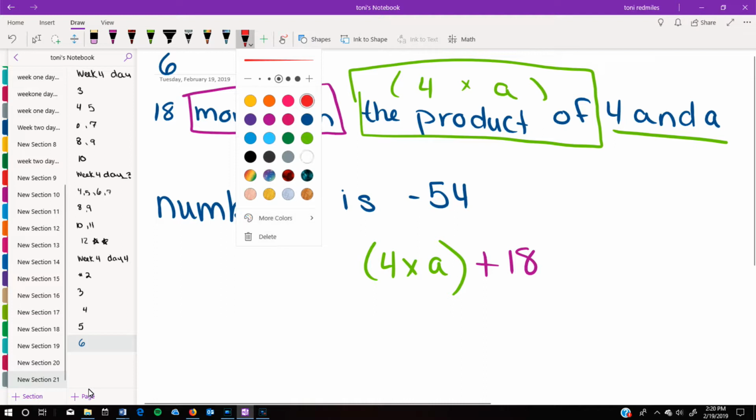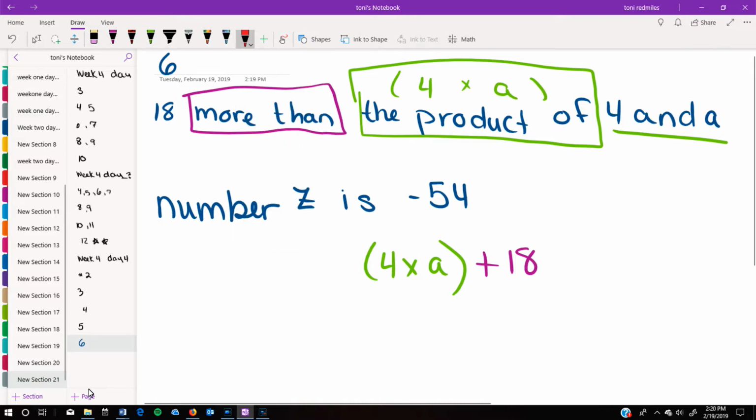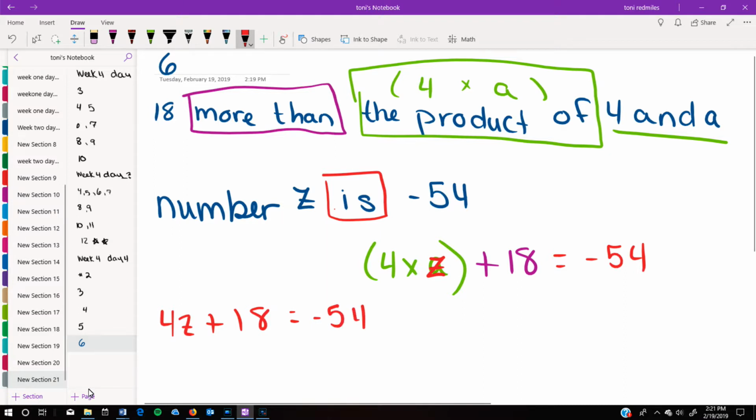And the last thing is the word is. Oh, and a number z. Sorry, z should be in here. Z is the variable. Is means equals, so this whole thing equals negative 54. All right, so I can rewrite this as 4z plus 18 equals negative 54, just a little bit cleaner. 18 is being added to the 4z, so I'm going to subtract it on both sides.